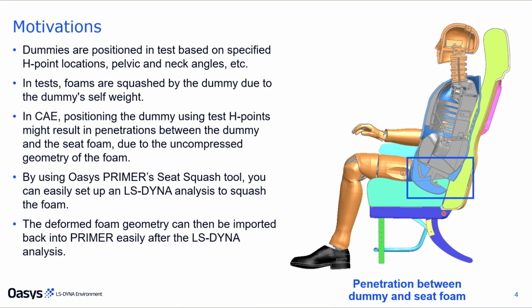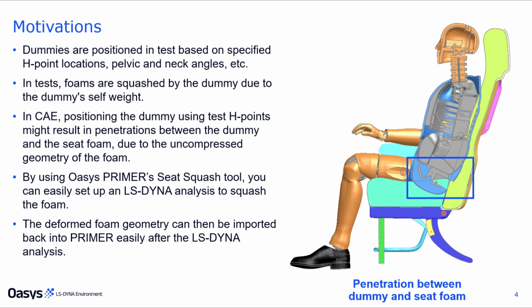So in tests, dummies are positioned based on specific H-point locations, pelvic and neck angles, etc. And in tests, your seat foams are normally squashed by the dummy due to gravity. In CAE, when we position the dummy using the test H points, this might result in penetrations between the dummy and the seat foam due to the uncompressed geometry of the foam.